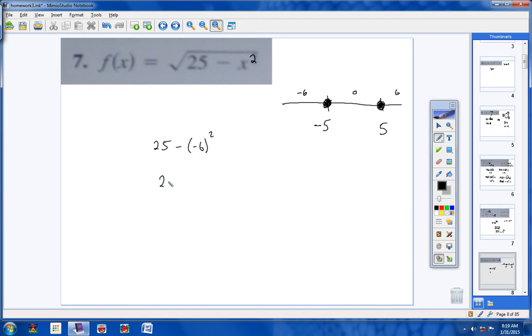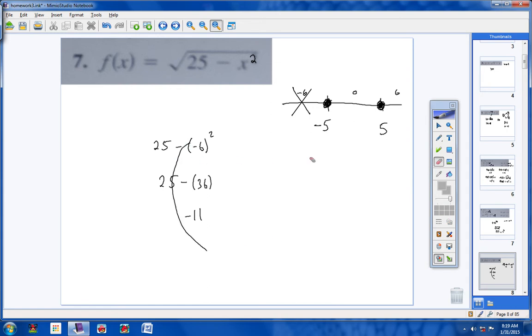Let's see what we get out. 25 minus, negative times a negative is positive 36. 25 minus 36 is negative 11. I don't want to get out a negative number because I cannot take the square root of a negative number. I did get out a negative number, so this region does not work.